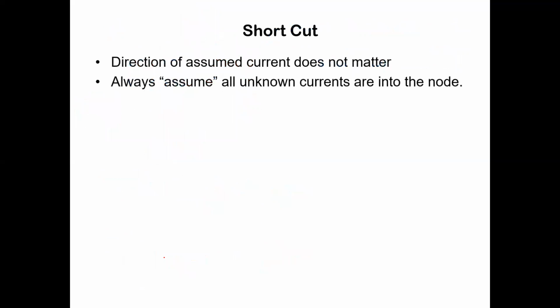So that's what this shortcut is saying. The direction of the assumed current does not matter. Always assume all unknown currents are into the node, and so therefore any resistor value is going to be the V far minus the V near, or the V node that we're actually doing, over the resistor. And that's basically it. Once you know this, it's really easy to do.